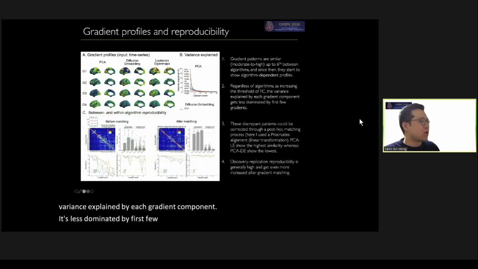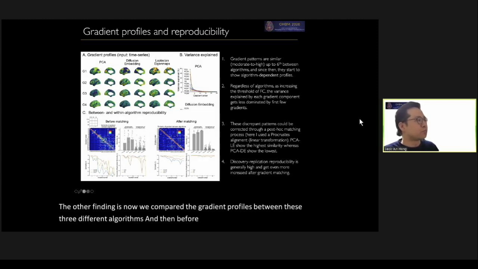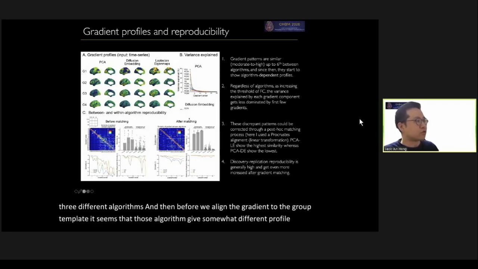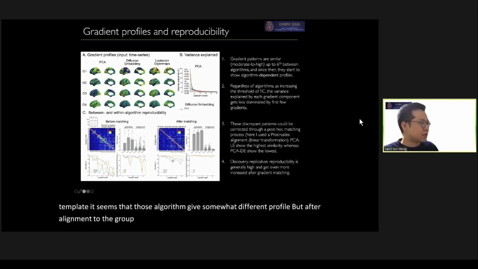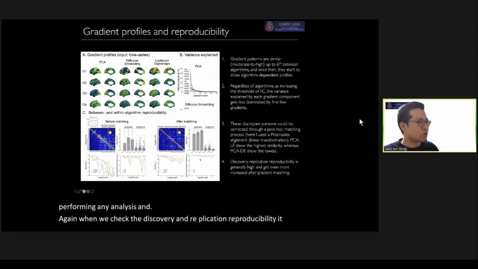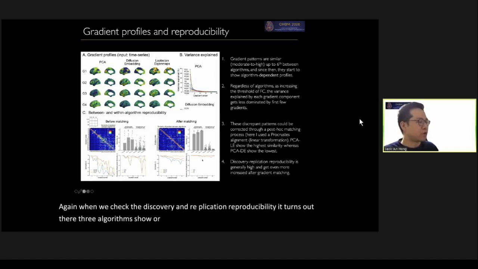The other finding is that we compared the gradient profile between these different algorithms. Before we align the gradient to the group template, the algorithms seem to give somewhat different profiles, but after alignment to the group template, you see the similarity is recovered. So it turns out that this alignment process is really important before performing any analysis. And when we check discovery and replication reproducibility, the 3 algorithms show high reproducibility.